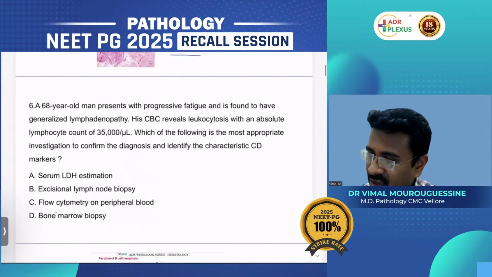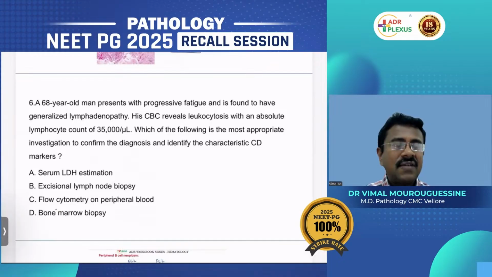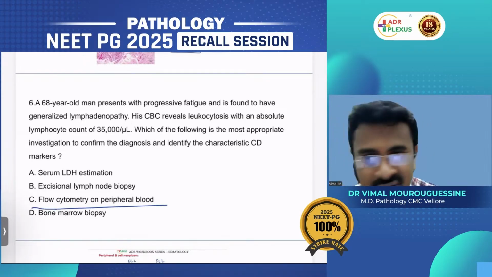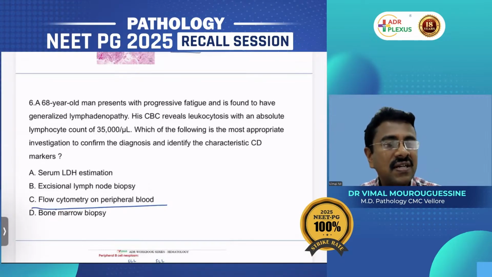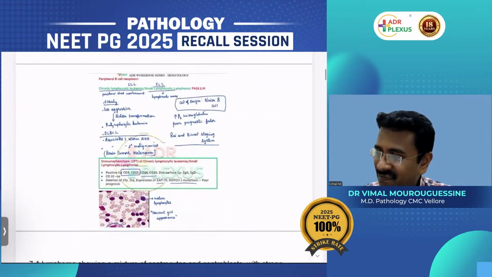Moving on to the sixth question: a classic history of CLL was given, and they were asking for the most appropriate or gold standard investigation for identifying the CD markers, that is, antigens present on the cells. We used to discuss that whenever you want to identify the antigens expressed on leukemia cells, the gold standard investigation is flow cytometry. So flow cytometry on the peripheral blood becomes the gold standard investigation for CLL. That is our sixth question, guys.